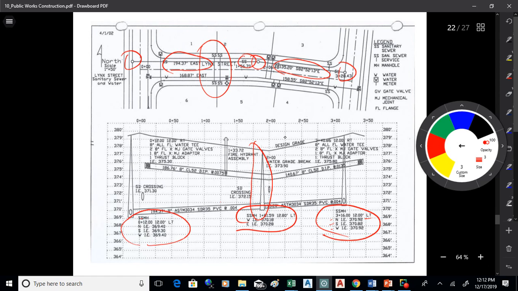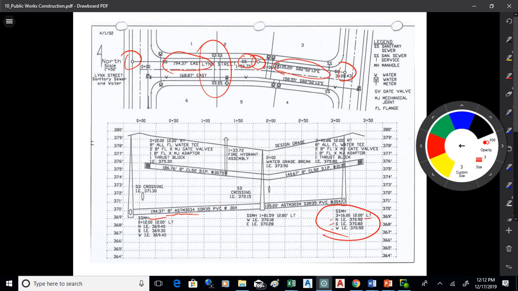And then we've got the length, size, type of pipe, and grade for labels for each of the pipe runs. So we've got 194.37 feet of 8-inch ASTM 3034, which is just a callout for this type of plastic pipe. SDR 35 is the wall thickness and strength. It's PVC, and the grade of it, or the slope, is 0.004.